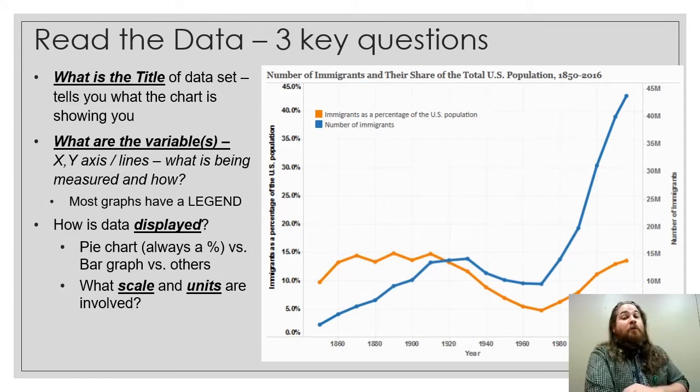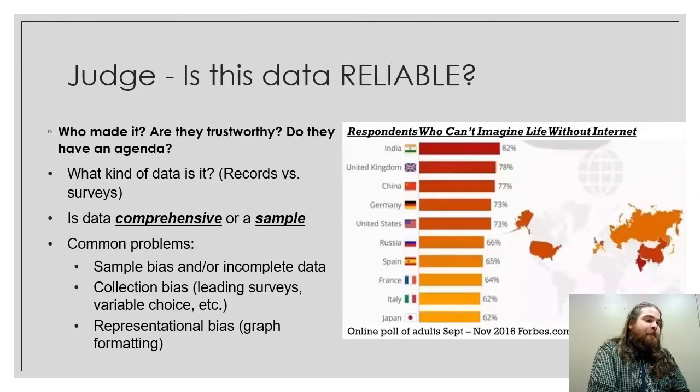Because one of the easiest things to manipulate in a graph is actually those numbers on the X and Y axes. And so then we look at the same data and we judge, is it reliable? Who made it? Is it trustworthy? Do they have an agenda? What kind of data is it? Is it records? Is it surveys? Is it comprehensive, every single person, or is it a sample, just a small group of people meant to represent a greater number of people?